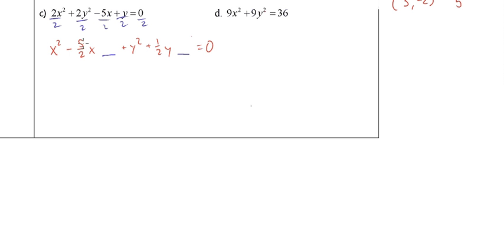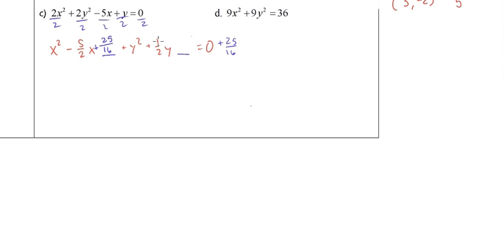So what is half of negative 5 halves? Well, that's negative 5 fourths. Negative 5 fourths squared is positive 25 sixteenths. Again, taking half of 5 halves gives us 5 fourths, negative 5 fourths, and squared, it's positive 25 sixteenths. So let's add that to the other side.